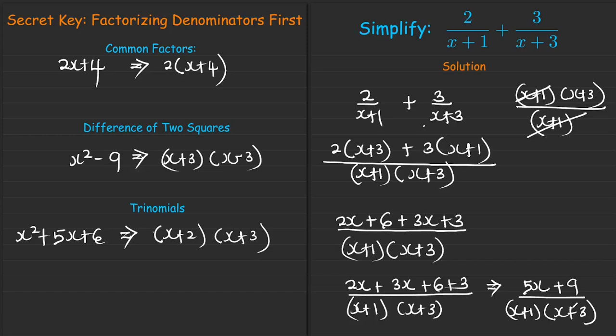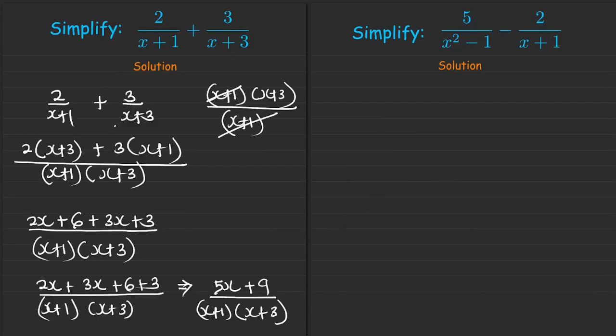For this particular example, the denominator needed no further factorization. So let's look at the case where we would actually need to do something to the denominators before we can solve. For this example you have on your screen, we have 5 over x squared minus 1, then minus 2 over x plus 1. If you want to evaluate this, take note.